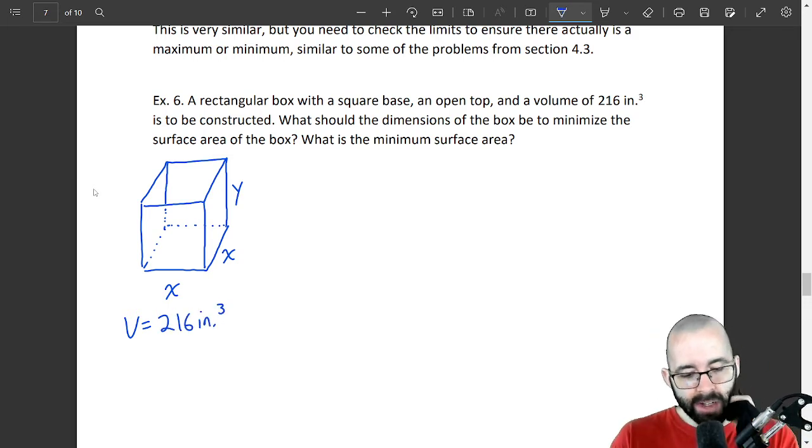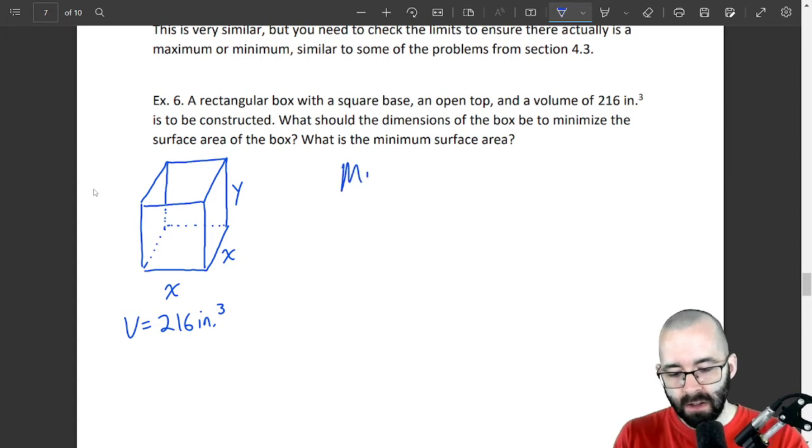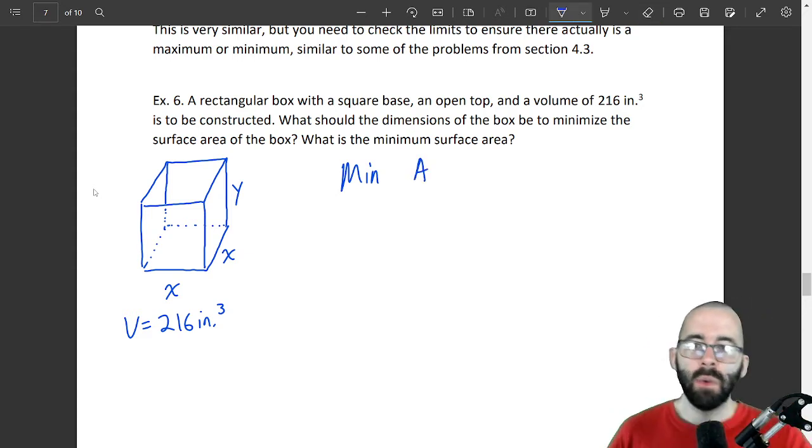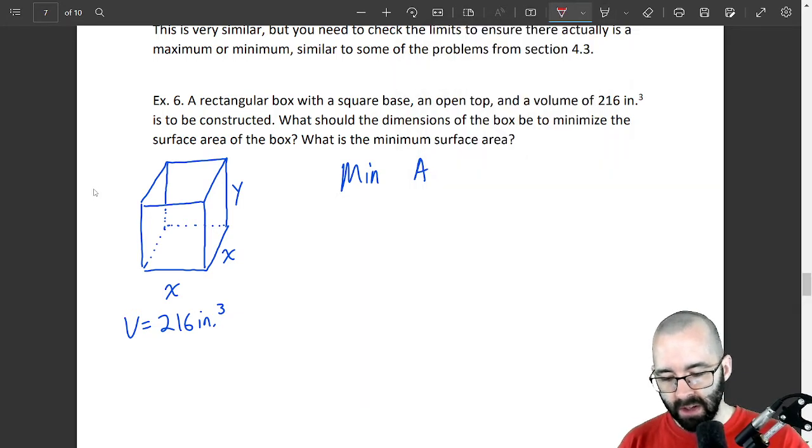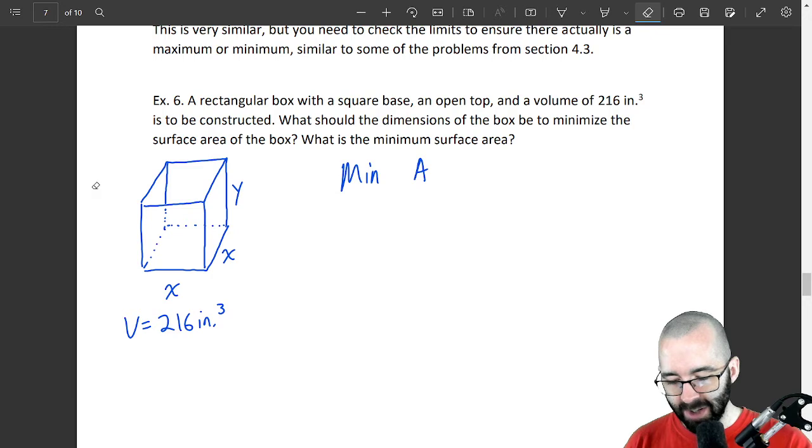What should the dimensions of the box be to minimize the surface area? We're trying to minimize the surface area of this open box. Well, there's no top, so what's the surface area at the bottom, and then add up the surface area of the four sides. All right, so the surface area is going to be the area of the bottom, which is x times x, plus the area of the four sides. Each side is going to have area x times y.